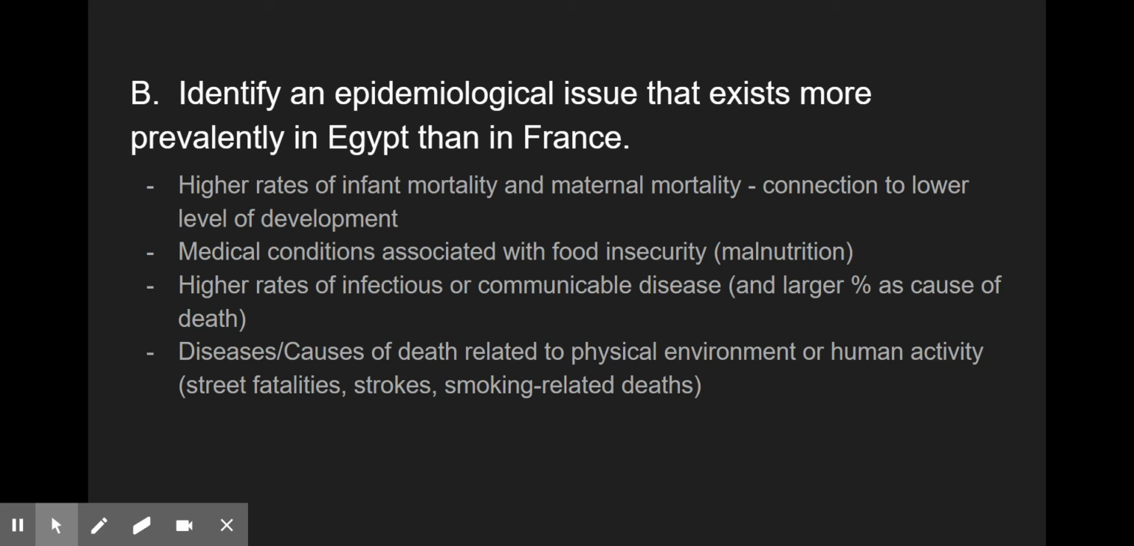So some things that students said that were successful: higher rates of infant mortality and maternal mortality. Because of the lack of development, higher infant mortality rates, higher maternal mortality rates, both of those are epidemiological issues, and easily connected to lower levels of development that exist in Egypt compared to France. Another one kind of connected to that, medical conditions associated with food insecurity. So malnutrition, poor medical care, things like that.